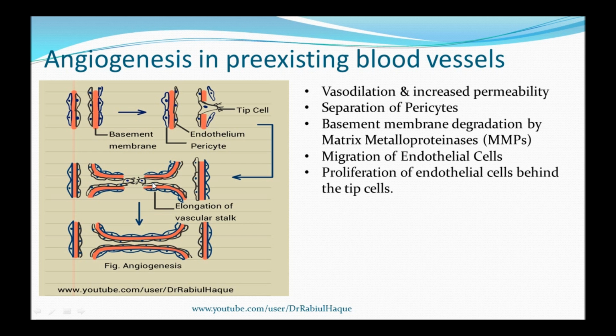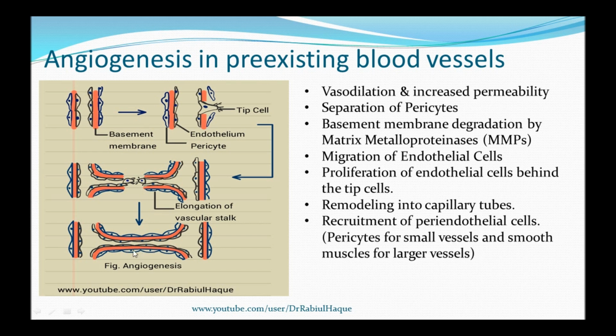The next step in angiogenesis will be remodeling of these migrating cells into capillary tubes. Initially the tube will be leaky. So how will we stabilize the tube? There will be recruitment of periendothelial cells. Just like I mentioned previously, there will be recruitment of pericytes for small capillaries and smooth muscle cells for large vessels, and they will form a mature blood vessel.